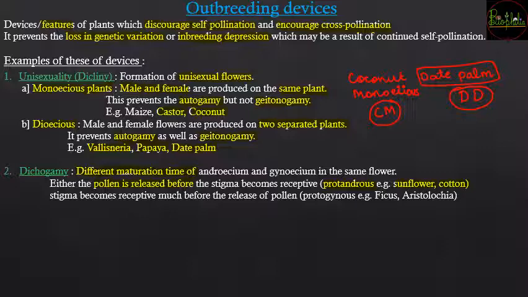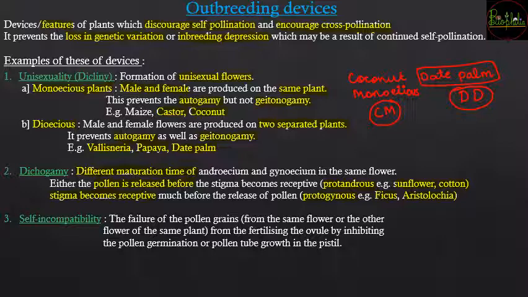For example, if the stigma, that is the female part, becomes more receptive, that is if it becomes more mature before the release of pollen grains, then that would be called as proto-gynous condition. Again, proto is first, gynous is the female part. So female part अगर पहले mature हो जाए, that is in case of ficus and allistonia, then that would be the protogynous condition. थर्ड आता है सेल्फ इनकम्पैटिबिलिटी.